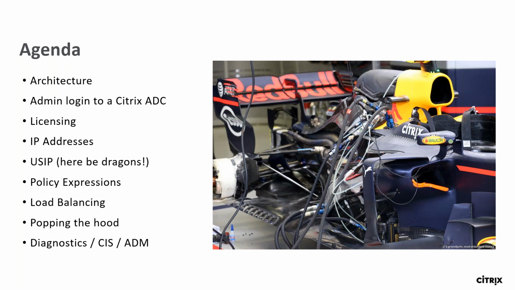What we're going to talk about is I'm quickly going to go through the architecture. Nice picture of our Citrix sponsored Red Bull Formula One car here, and part of the hood is off because, as you saw from the CLI command, we're going to be taking a look inside some of the counters and some of the different elements that we can use to diagnose exactly what's happening in real time on the device.